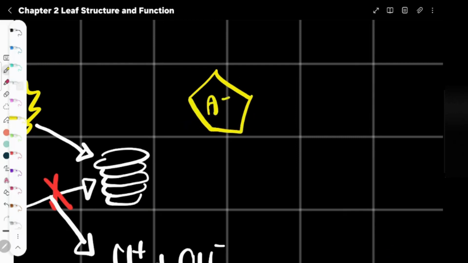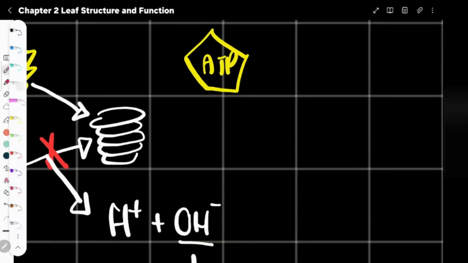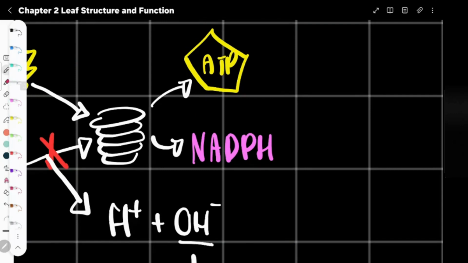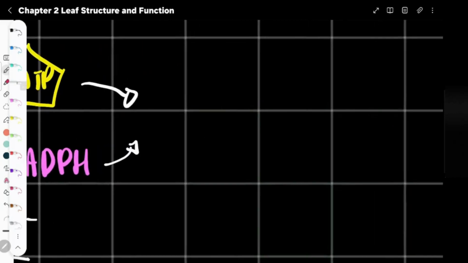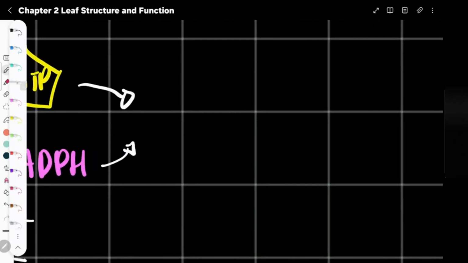This is ATP. ATP is energy. And then there's also going to be NADPH. These two here are produced from here, and then these two will be used in the next process. The next process is known as light independent. Where does light independent happen? The stroma. I don't know how to draw the stroma. The stroma is just a circle, I guess.